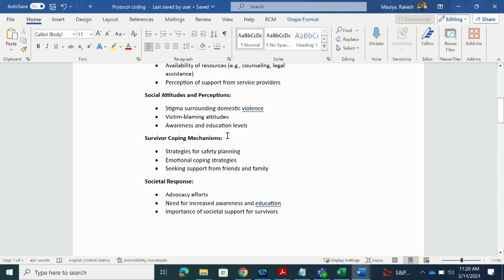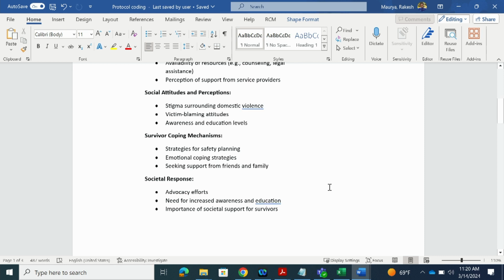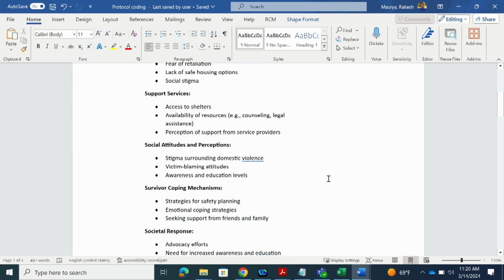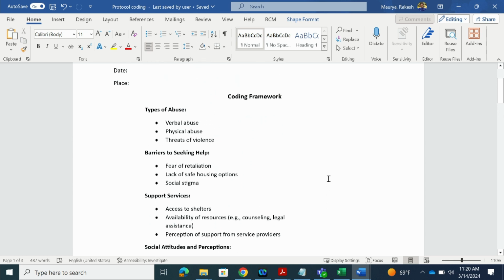And further, survivor coping mechanisms, which includes safety planning, emotional coping strategies, and seeking support from family and friends. And finally, societal response, which is advocacy efforts, need to increase awareness and education, and importance of societal support for survivors. So you see, the researcher has already developed a coding framework, and these are the codes and subcodes.